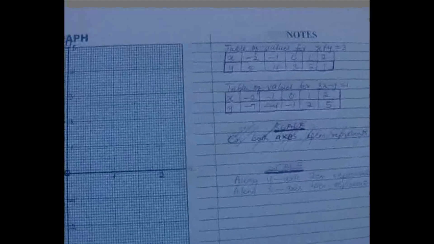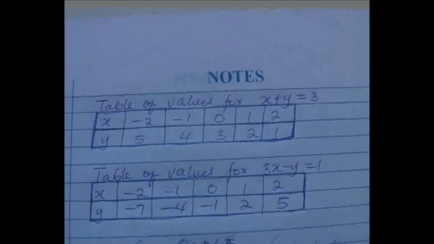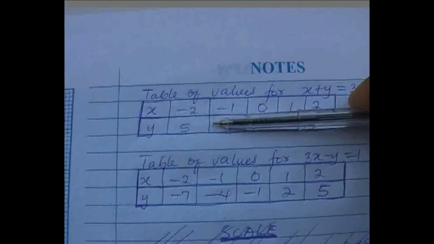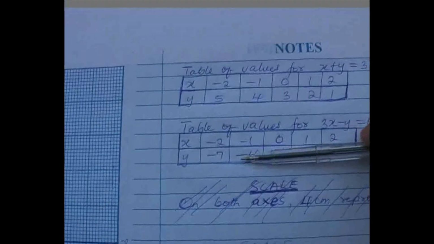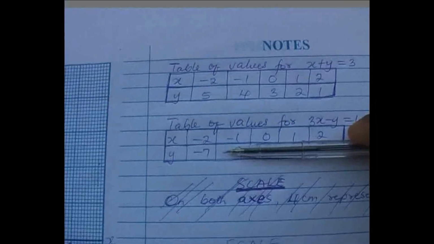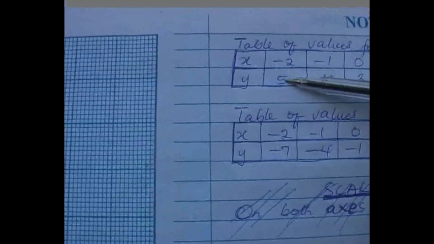Now the next thing now is the plotting. Let's first of all plot the first equation, x plus y is equal to 3. So we're going to use this table of values, and that was why I told you to copy down this table of values in an exercise book, so that when I'll be plotting now, you will be looking into that exercise book. Now we are going to plot the first value here, -2 for value of x and 5 for value of y.